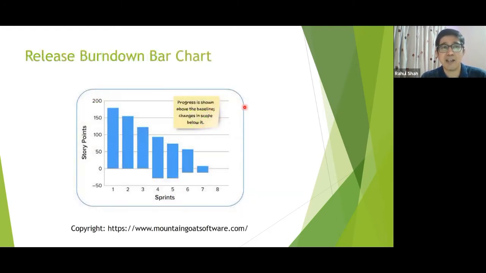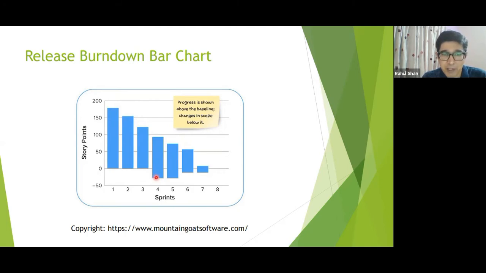This is another chart. This is also difficult to read. So again, it goes back to how comfortable management and stakeholders are, because everybody says, hey, how can it go beyond 0? But we certainly would like to highlight that the team is doing some work, and if scope is added, then we will put it below 0. That means the scope is added.